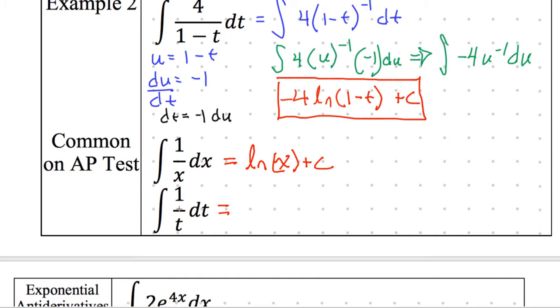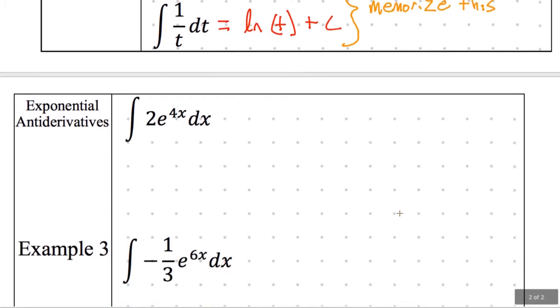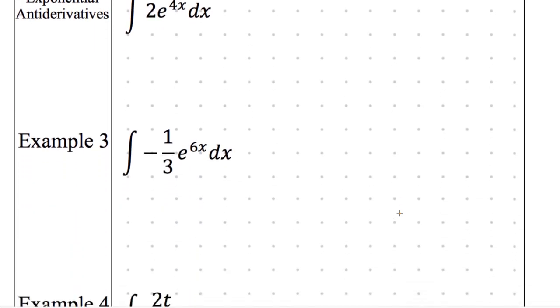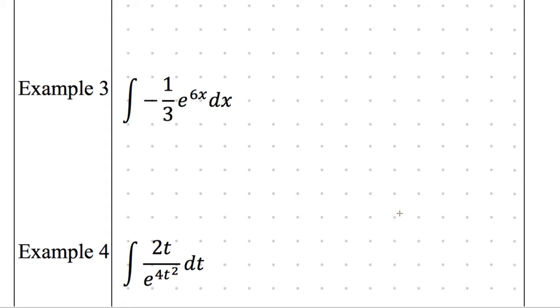Same thing, when you see 1 over t, this turns into natural log of t plus c. Yes, there it is. So I'm just going to make a teacher note. Memorize this. You'll be seeing them quite often. It'll be like a random multiple choice, and you could just have it done in like 2 seconds. Okay. We have 2 more examples and some notes to get through.